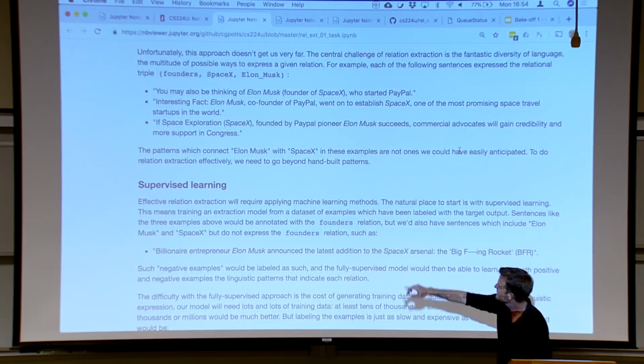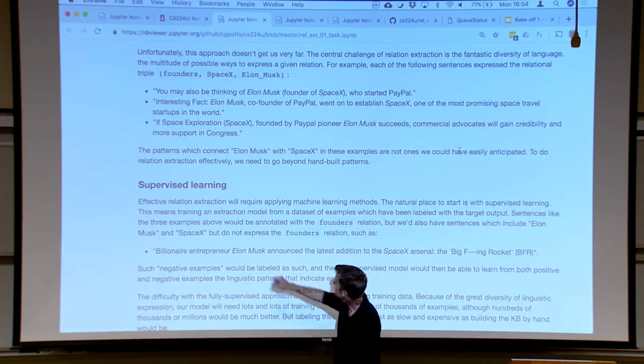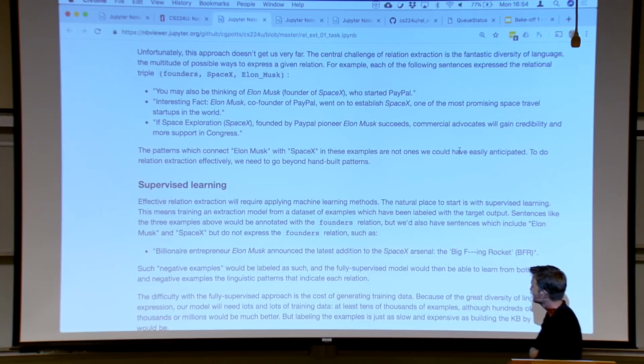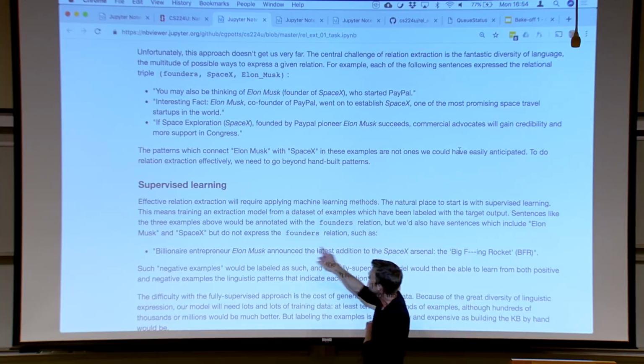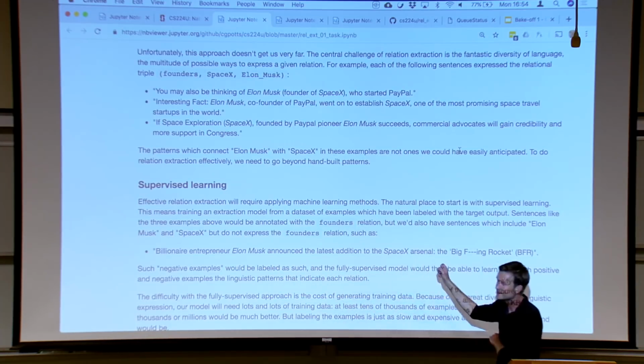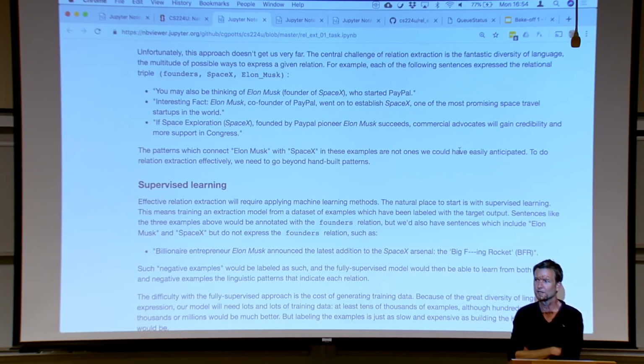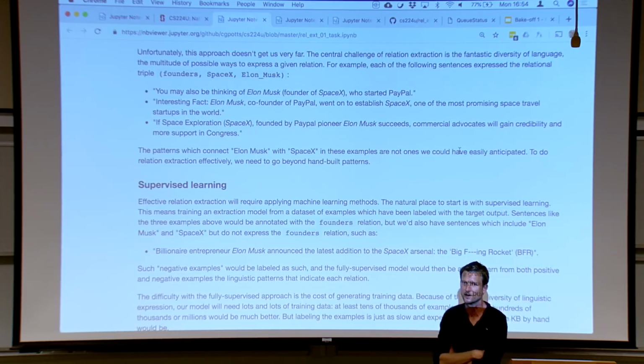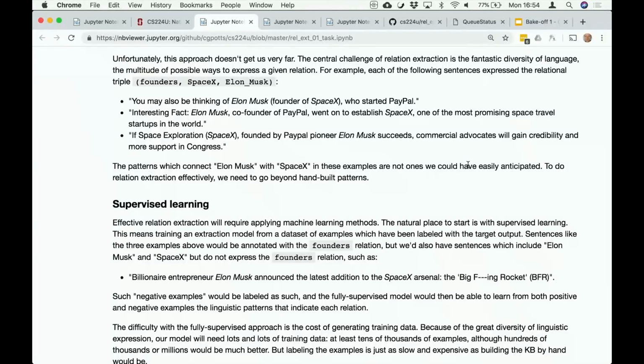There might also be sentences in our corpus like this one, billionaire entrepreneur Elon Musk announced to blah, blah, blah. I'll let you read it. It's got both Elon Musk and SpaceX, but it doesn't actually express the founder relation. It's not saying that Elon is the founder. And so we'd manually annotate this example with a label that says no relation. So now we've got a big corpus where all pairs of entity mentions are annotated with a relation that holds between them or no relation.